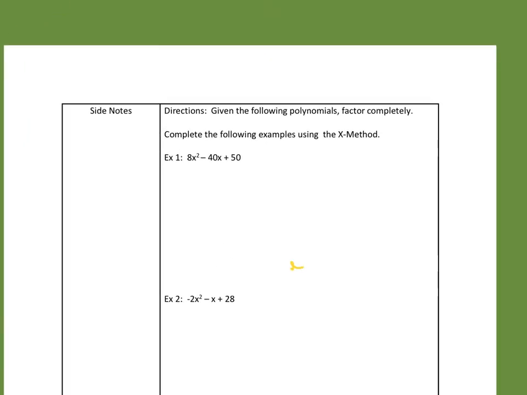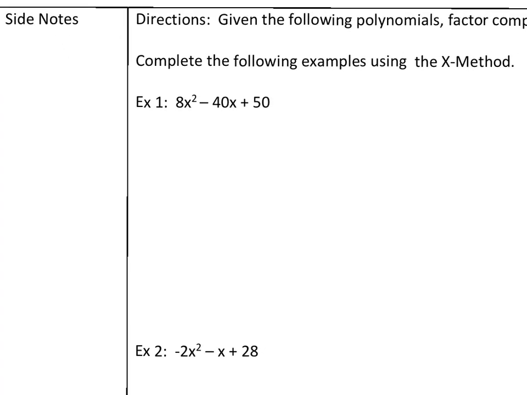We'll do another one. We will do this one together. Okay, so starting with example 1 here. First thing I always do is check for a GCF. So 8, -40, and 50. Is there anything that I can pull out of all of those? 2. Anything bigger than 2? Nope. Nothing bigger. Make sure you try, okay? But 2 is actually going to be the biggest thing. When I divide everything by 2, what's going to be left?